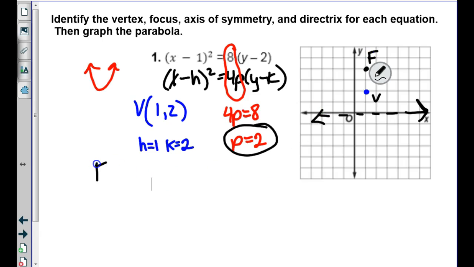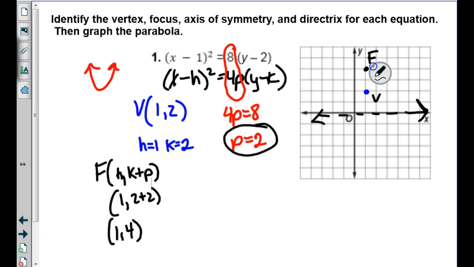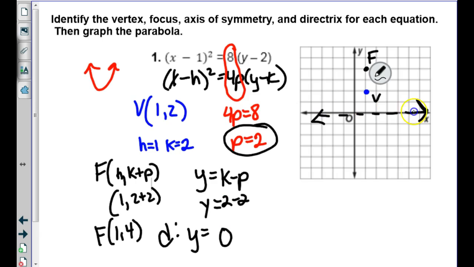All right, so now let's look at the recipe and see if that matches. What did it say for focus? H, K plus P. Is that what it said? So that would be 1, comma 2 plus 2, or 1, 4 for the focus, which is where I drew it. And then the directrix has an equation of, the recipe says y equals k minus p, thank you. So that would be y equals 2 minus 2, or 0, which is the x-axis.